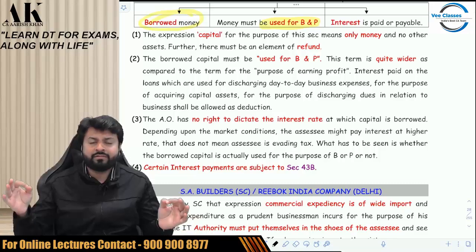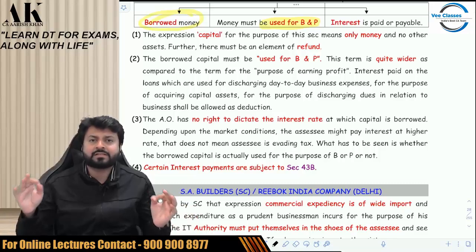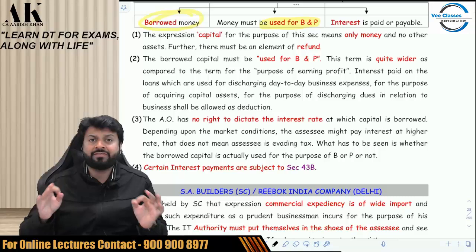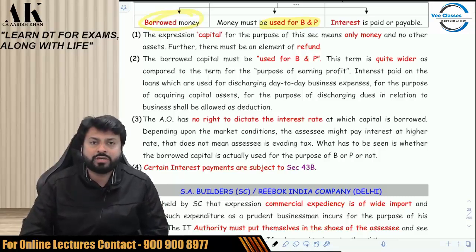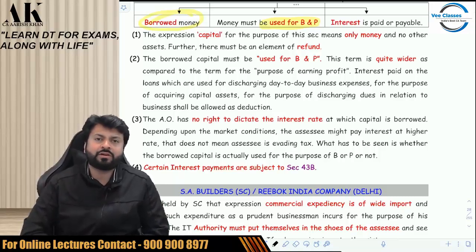I can take a loan at 15%, 20%, 25%. The assessing officer should not interfere in that. He is not supposed to interfere in that. He is not allowed to interfere in all these things. Okay.